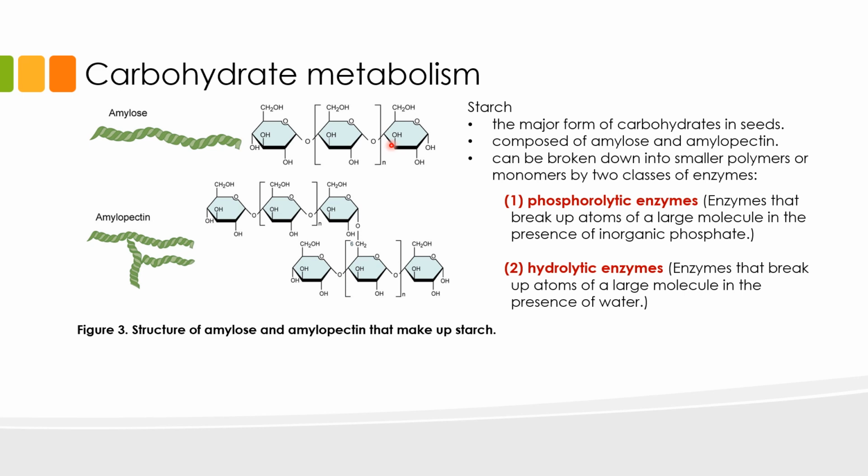For the seed to be able to use up the starch as food, it needs to be broken down first into its simplest component, which is glucose. This is where enzymes come in. There are two classes of enzymes that can break down starch into smaller components, the phosphorylated enzymes and the hydrolytic enzymes. The phosphorylated enzymes break starch in the presence of inorganic phosphate. That is why they are called phosphorylated, because their activity requires phosphate. The hydrolytic enzymes, on the other hand, break up starch in the presence of water. That is why they are called hydrolytic, from the prefix hydro, meaning water, because their activity requires water.